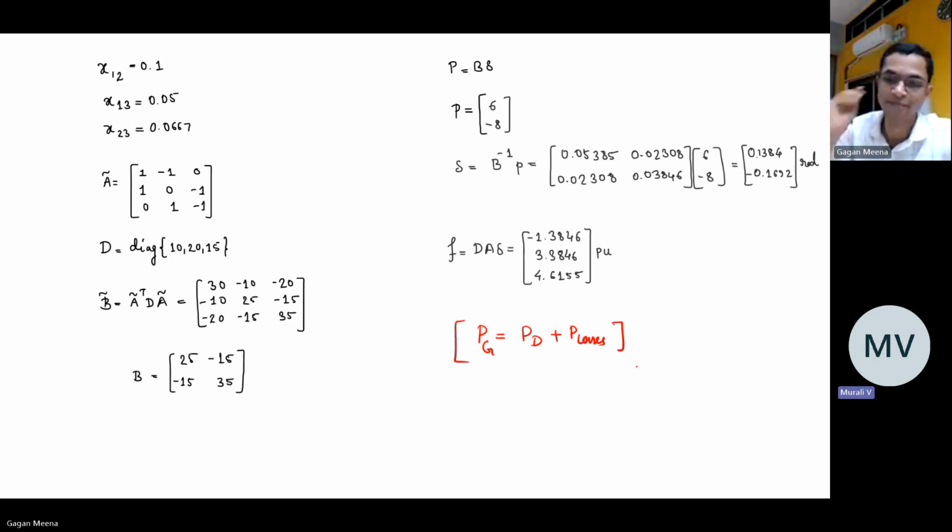But when it comes to reactive power, the same equation we have: reactive power generation equals reactive power demand plus reactive power losses. But reactive power is generated in one cycle and dissipated in the other cycle. Reactive power is positive in one cycle, negative in the other cycle. Now, where is the question of reactive power loss? If it is reactive power loss, how is this reactive power loss being dissipated?